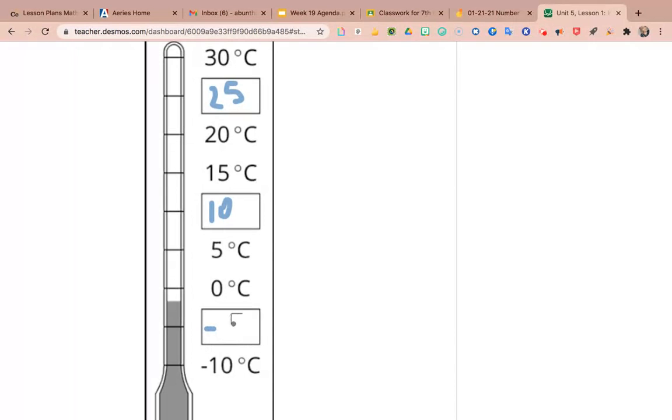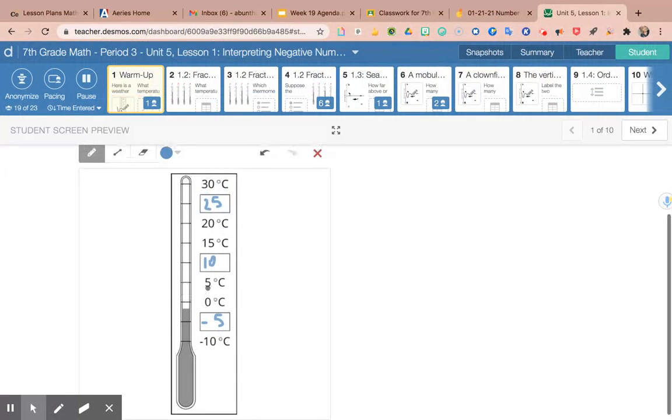So this little negative sign or subtraction sign just means below. So positive is above 0 or bigger than 0, and then negative just means below. So negative 5 means 5 below 0. So that's kind of what the negative just implies: direction.